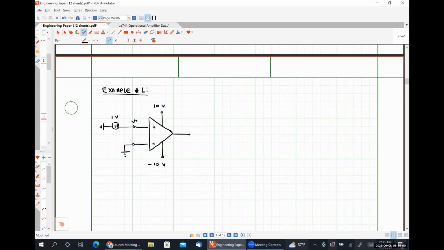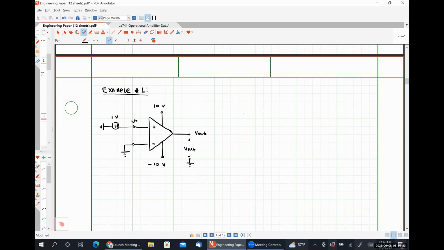We could do 10 volts on the positive supply and negative 3 volts on the negative supply if we so chose. The only real constraint is that the negative supply terminal needs to be at a lower potential than the positive supply terminal, generally speaking. For specific functionality, we might require specific voltages, and we'll talk about that more in a little bit. And then over here, we have our output voltage. And just to be explicitly clear, this output voltage V out is measured with respect to ground.